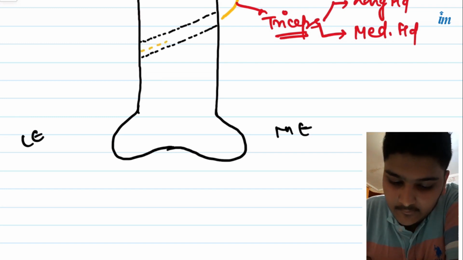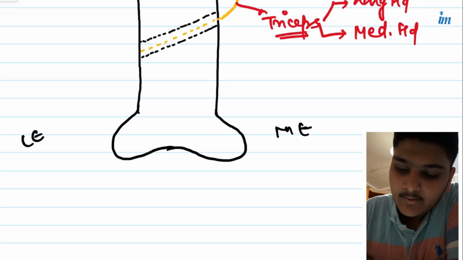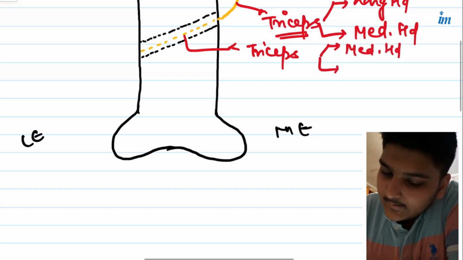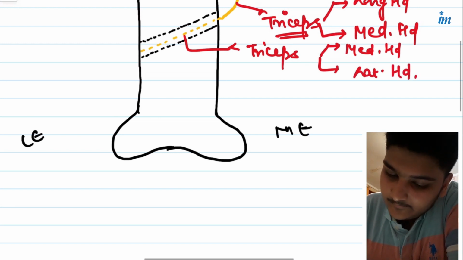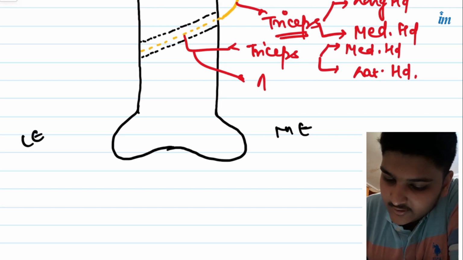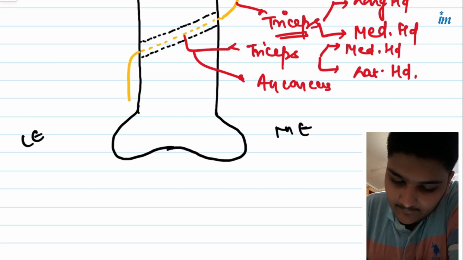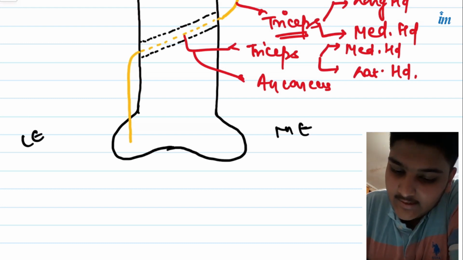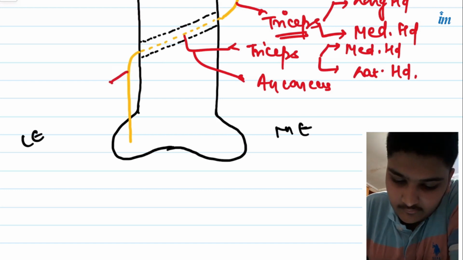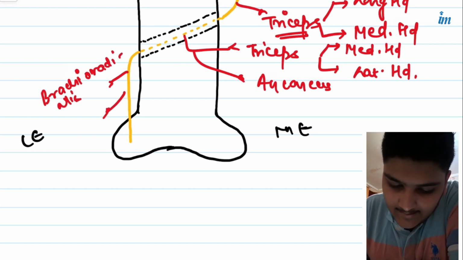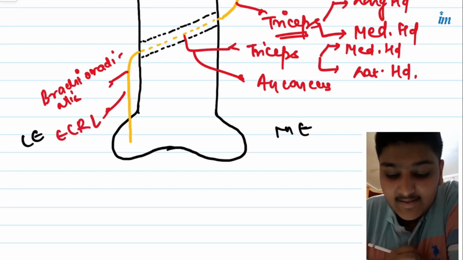Now it will go to the spiral groove. In the spiral groove, it will again be supplying the triceps, this time the medial head and lateral head, and it will also give a branch to the anconeus muscle. Now it will come in front of the lateral epicondyle. While coming to the lateral epicondyle, it will give branches to the brachioradialis and extensor carpi radialis longus, that is ECRL.